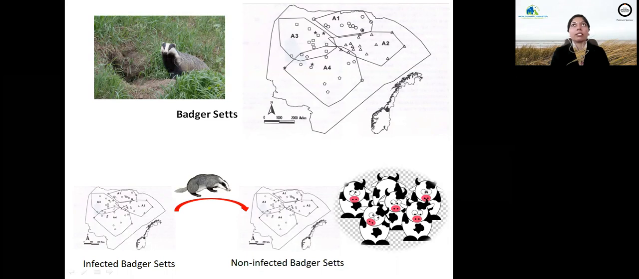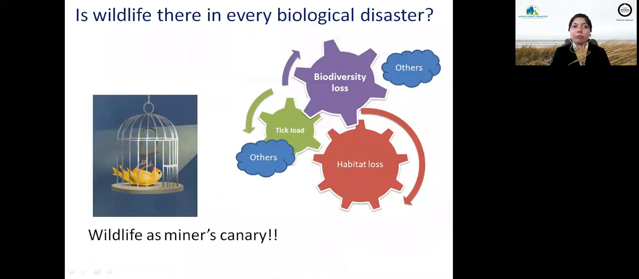Instead, it is never recommended to remove them. So we cannot remove them, but then the question is, is wildlife there in every biological disaster? The answer is yes, it is there, because in most of the epidemics and pandemics, wildlife has been observed as a source of infection.